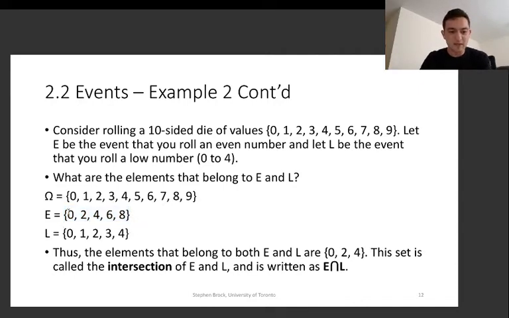So we can see by looking at these two sets that the elements that belong to both E and L are 0, 2, and 4. We call this set the intersection of E and L, and it's written as E, then this upside down U symbol, and then L. And that's the intersection symbol.